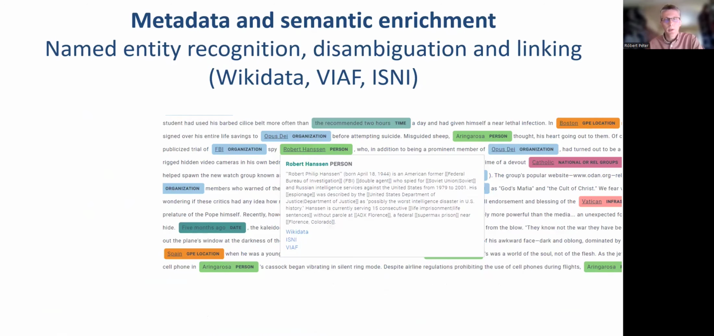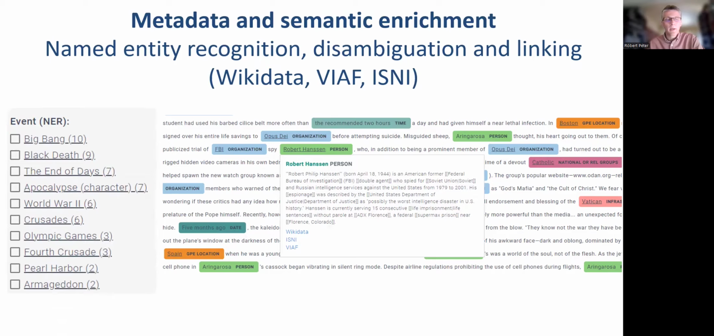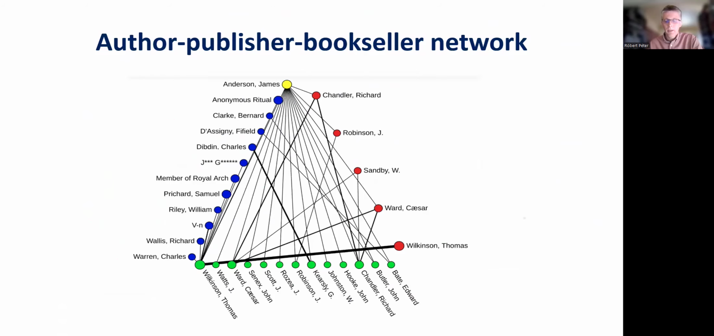avobmat can also enrich text semantically. The named entity recognition can identify named entities such as persons, locations, organizations, or events. The software disambiguates them and links them to knowledge bases such as Wikidata, and then you can search these named entities in the faceted search.